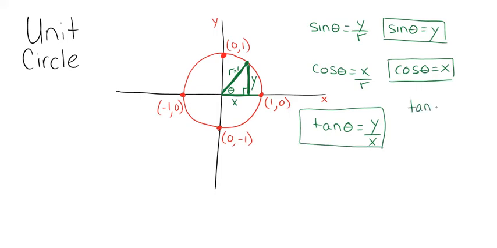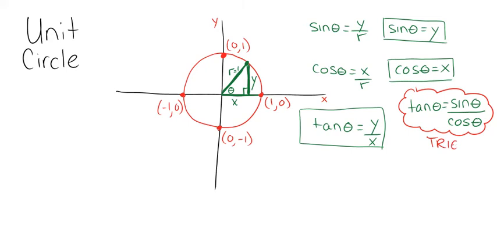Or we could also extend it and say, since y is sine theta, and x is cos theta, tan is equal to sine theta over cos theta. So this right here is actually one of our trig identities that we're going to be using in the future. So yeah, the unit circle helps us prove trig identities, and also the unit circle can help us figure out angles that are right on the x and y axes.